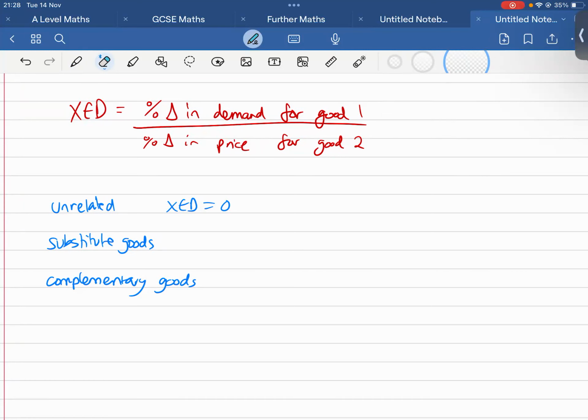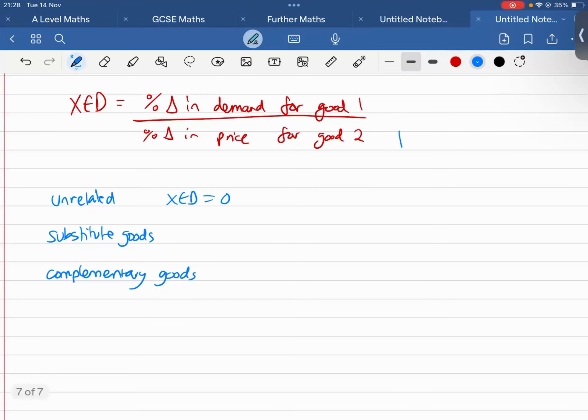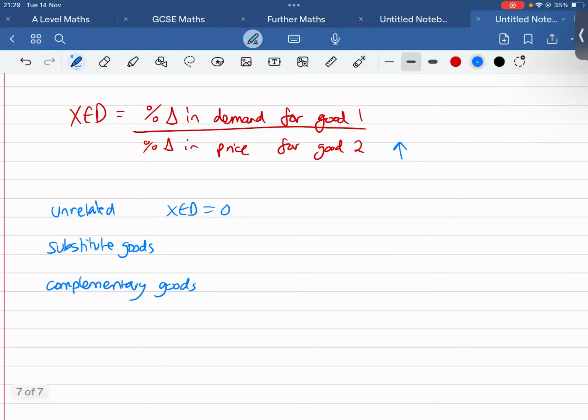For substitute goods, if the price of an Xbox went up, what would happen to the demand for PlayStation? Would it go down? If the price of Xbox goes up, the demand for PlayStation will go up. Yeah, so you could put an up arrow on both. If you calculated it, let's say 10% over 10%, it's positive. So for substitute goods, the XED is more than 0.